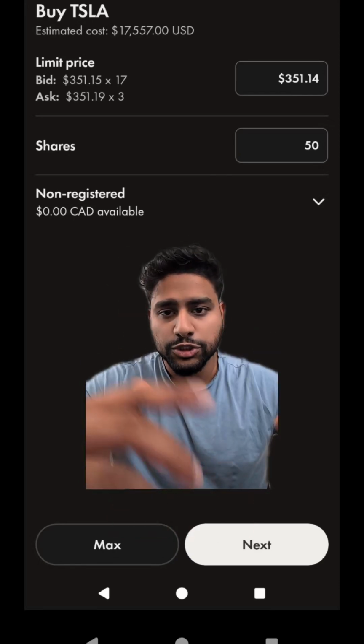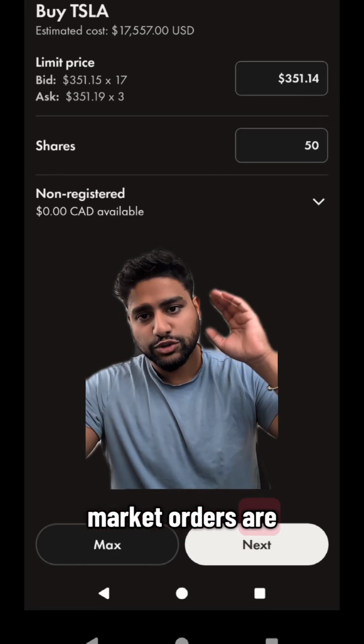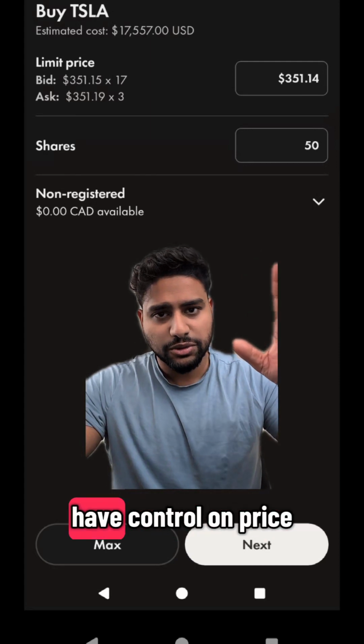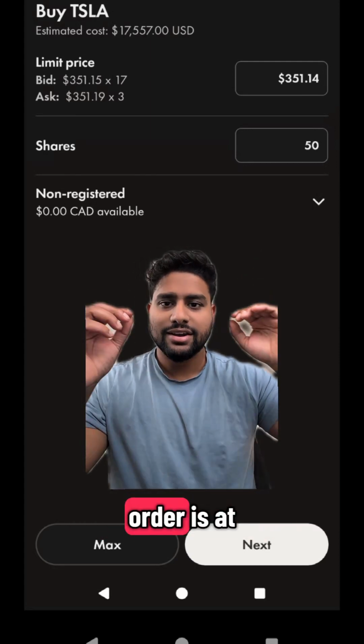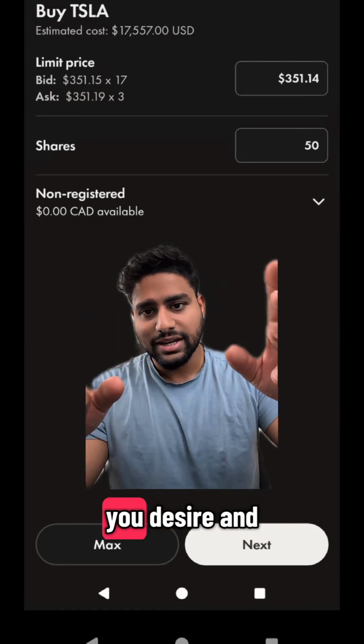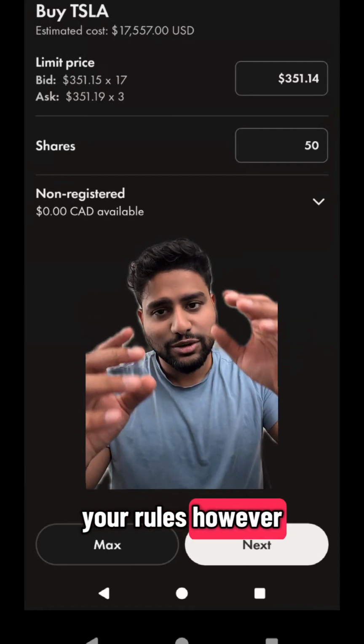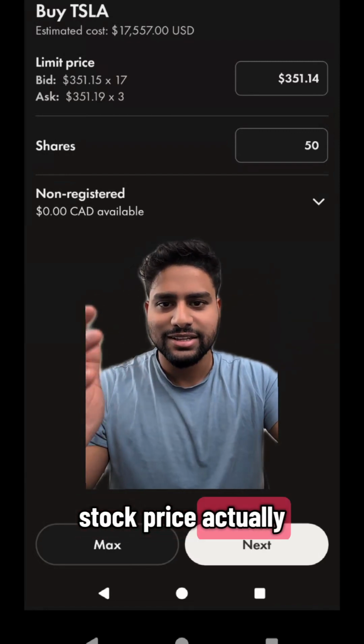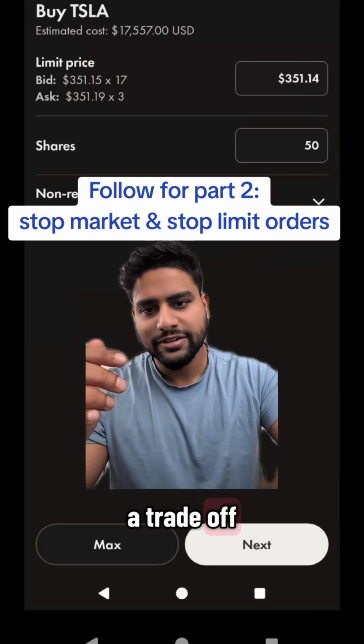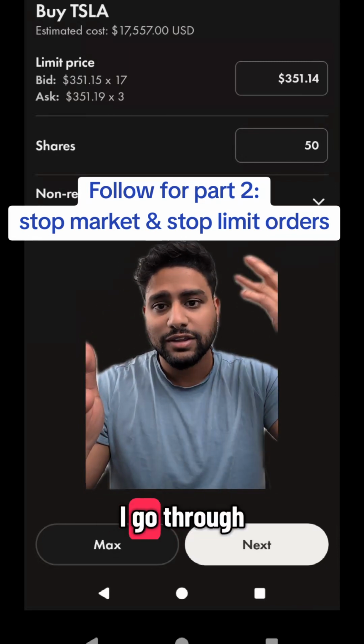$355 a share. So just to recap, market orders are super fast and you don't really have control on price, but a limit order is at your price that you desire and your rules. However, you have to wait until the stock price actually gets there. So it's a little bit of a trade-off. Stick around for part 2 as I go through the other order types.